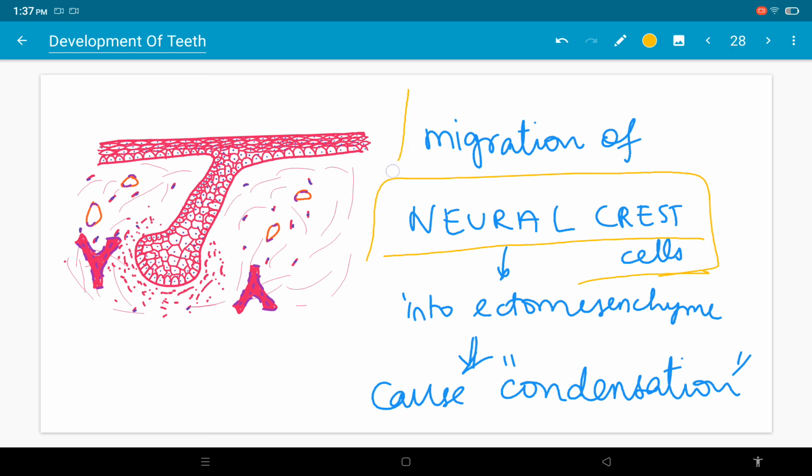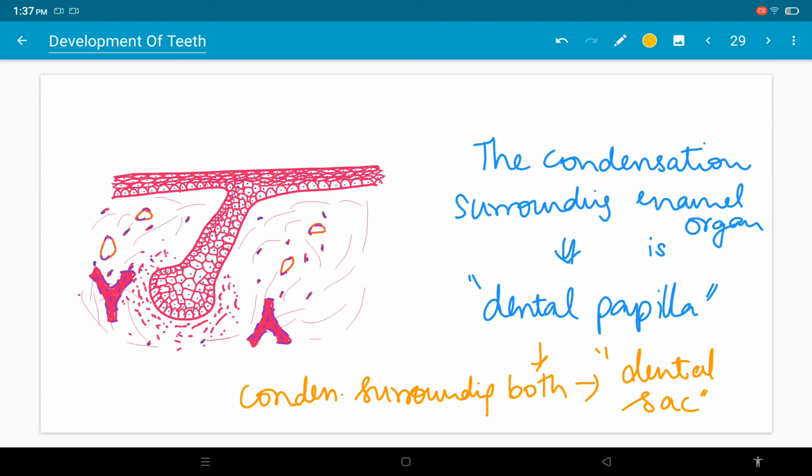Neural crest cells migrate into the ectomesenchyme, causing condensation. What you could see here, this presence of condensed ectomesenchyme around the enamel organ, is due to the migration of neural crest cells. This condensed ectomesenchyme immediately surrounding the enamel organ is called the dental papilla, and the condensation surrounding both the dental papilla and the enamel organ is called the dental sac. Two different terms. We also saw about these terms in the previous video.